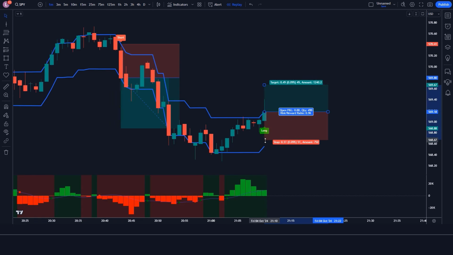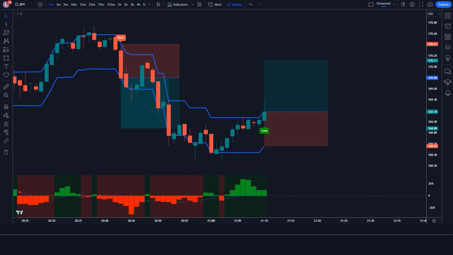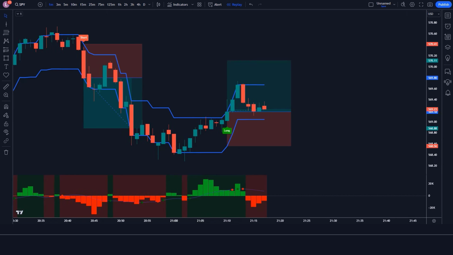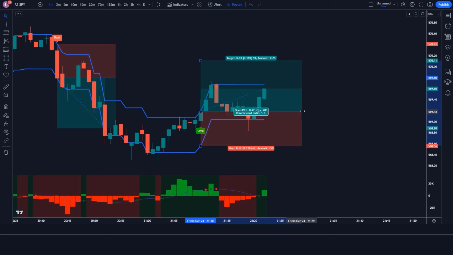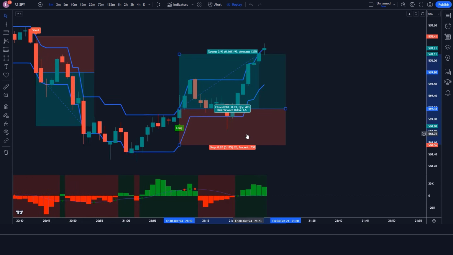Our stop loss is to be placed at the bull line. And the risk to reward ratio will be 1:1.5. Let's see what happens to our trade. Our trade is running in profit. We have won the trade. Let's find the next trade.